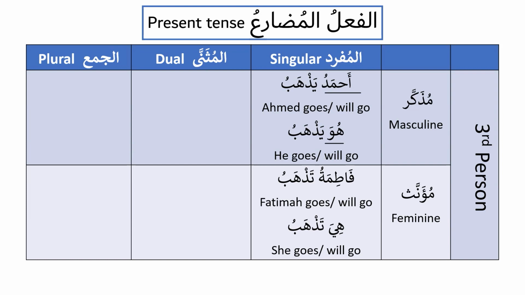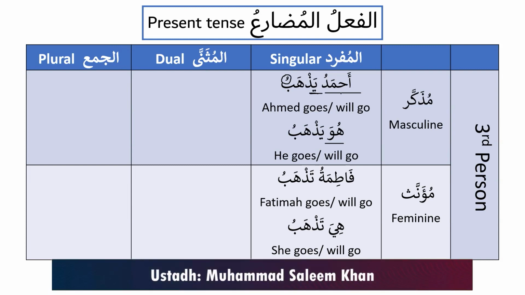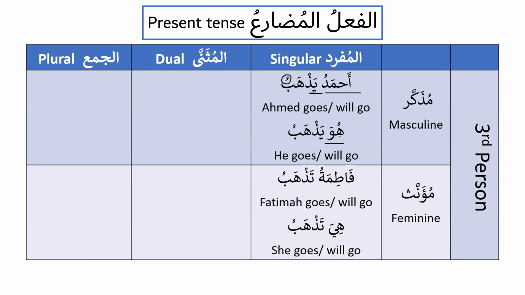When you talk about the present tense and the third person masculine, the present tense will always start with ya. That's how you are going to recognize it. Whenever you see yadhabu, with a dhamma at the end, that means we are talking about the third person singular. So we say Ahmadu yadhabu, or if you want to use the pronoun for Ahmad, you will say huwa yadhabu.